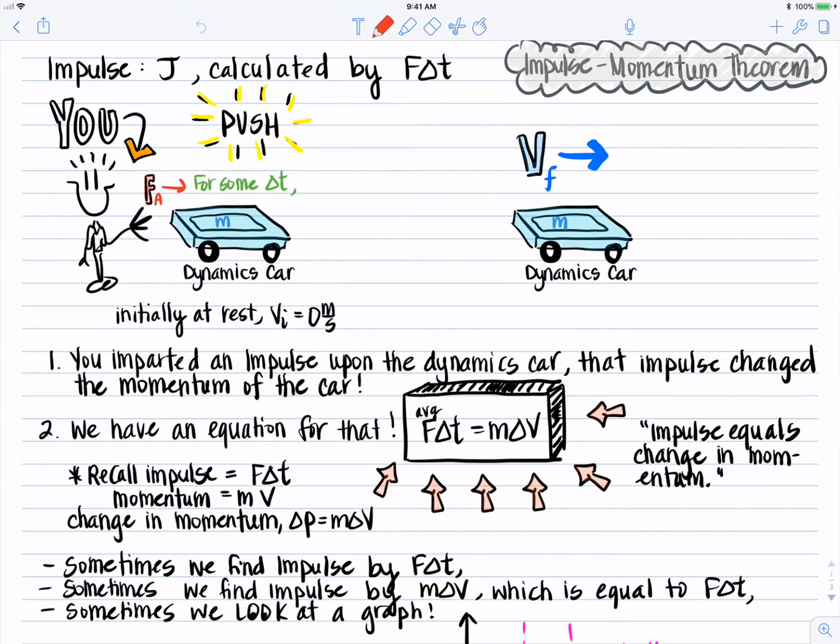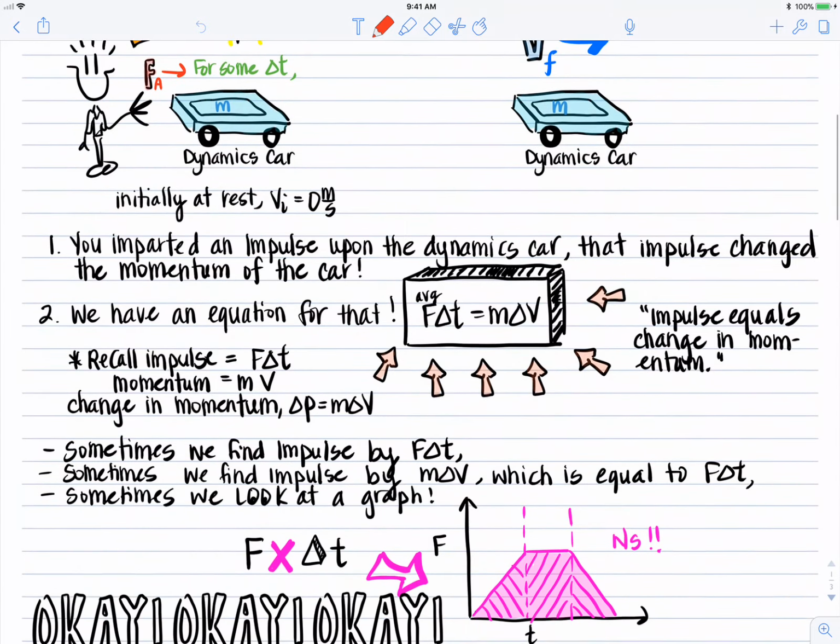So sometimes you found impulse by calculating the component of force times the delta t, in which case you would get Newton seconds as the units. Sometimes you had to find impulse by calculating m delta v, because that is equal to F delta t. So in some problems where you have a change in velocity and a mass, you can also calculate the impulse by those numbers. And then sometimes you need to calculate impulse by looking at a graph.